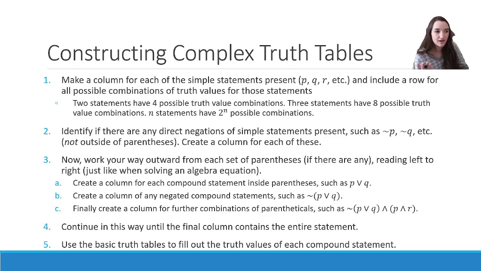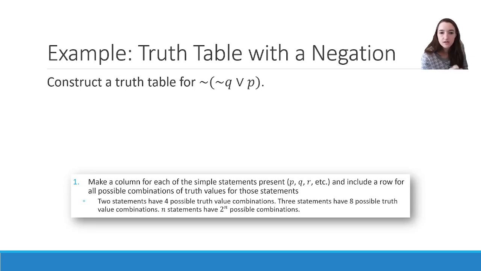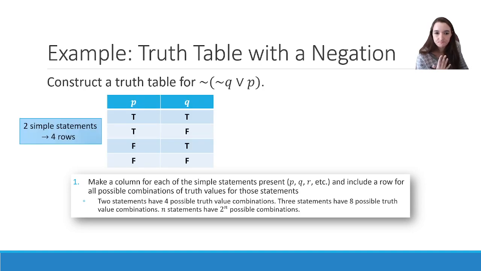So let's try it out. So here we're going to construct the truth table for negation of Q or P. So we start by making a column for each of the simple statements, right? And we have 2 simple statements here, Q, P. So we're going to have a column for P, we're going to have a column for Q, and again, remember that as I have said it before, I have a particular order I like to do this in.